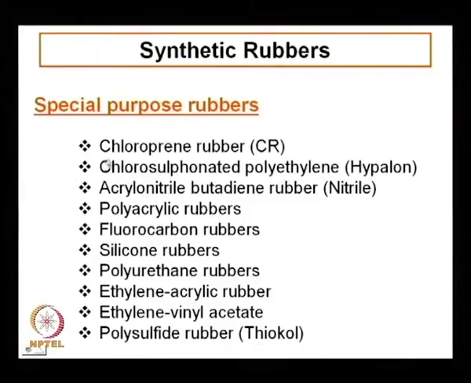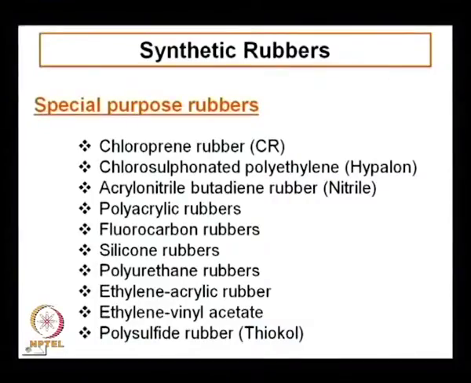Special purpose rubbers: chloroprene rubber, chlorosulfonated polyethylene, acrylonitrile butadiene rubber (nitrile rubber), polyacrylic rubbers, fluorocarbon rubbers, silicone rubbers, polyurethane rubbers, ethylene acrylic rubber, ethylene vinyl acetate rubber, polysulfide rubber. These are all special purpose rubbers. Other than these examples, there may be many other polymers, because of the versatility and tailorability of polymers. You can design and synthesize new polymers and commercially develop these special purpose rubbers by developing a suitable technology.